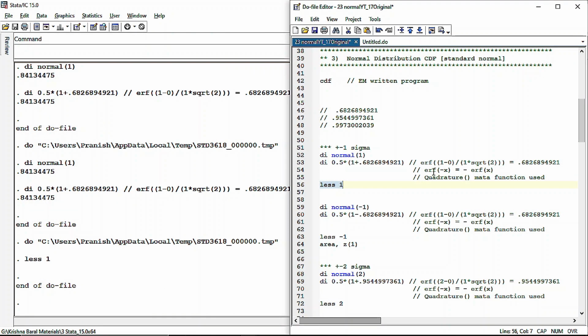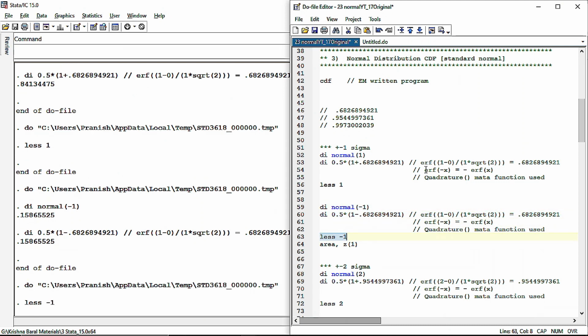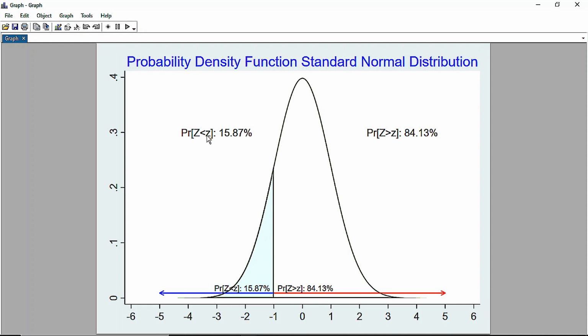And ERF of minus x equals minus ERF of x. Similarly, for the z score of minus 1, we can use the ERF of plus 1, but with a minus sign over here. Let us see what the CDF is like. In both cases it should be equal. It is nearly 16%. Let us check it with the help of this graph. Less than minus 1, it is 16%.